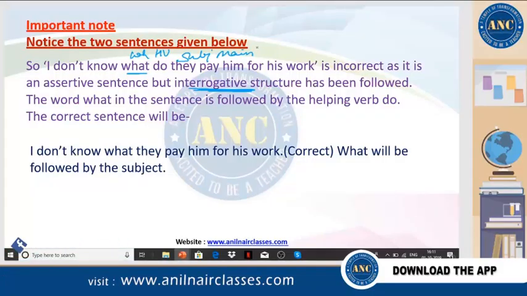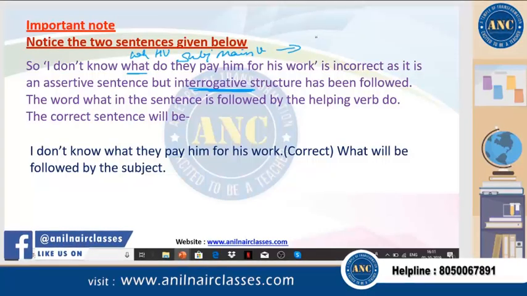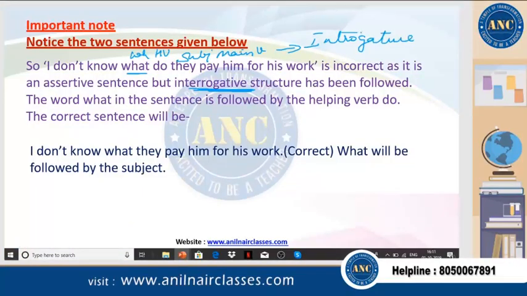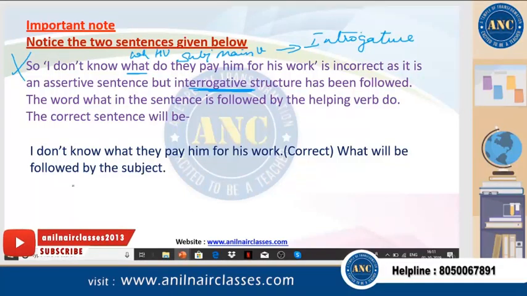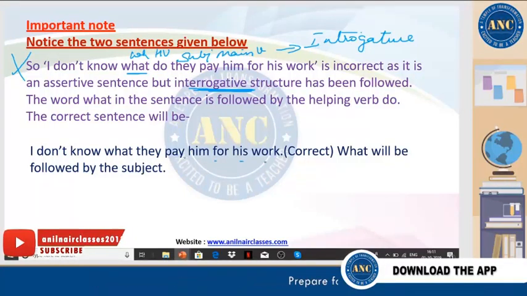So this is something which we use for the interrogative sentence. We don't use it for the assertive sentence, which is why the sentence structure is wrong. Right? I don't know what they pay him for his work.